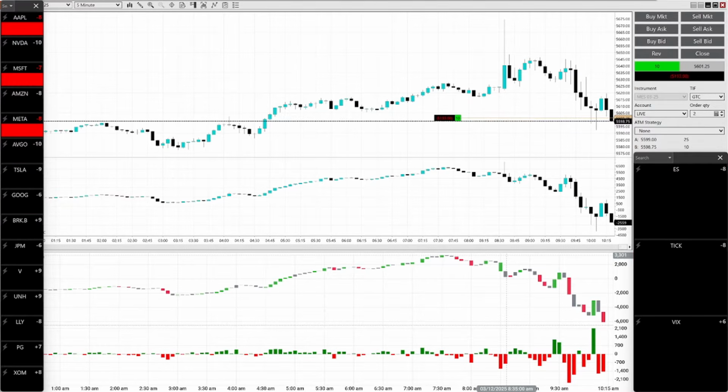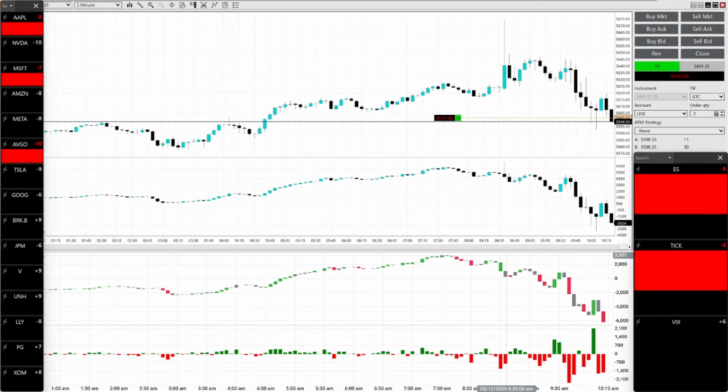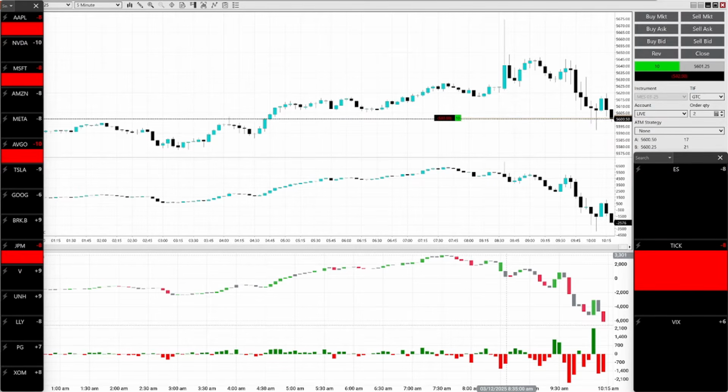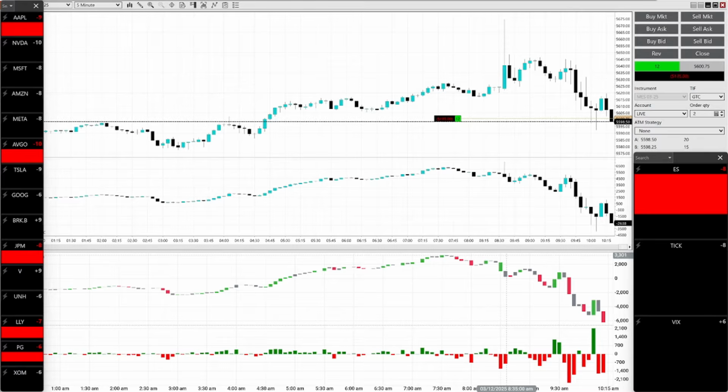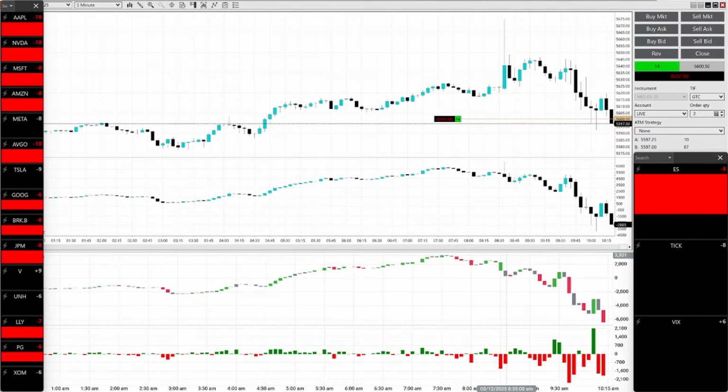So I do expect a little bounce. I'm not expecting a huge reversal, but we can get a little bounce when there's so much absorption taking place. Price has still not made a new low, and the cumulative delta is going much lower.